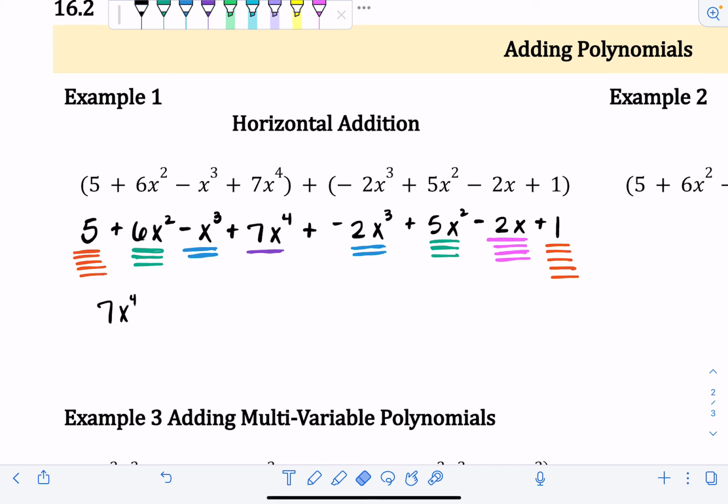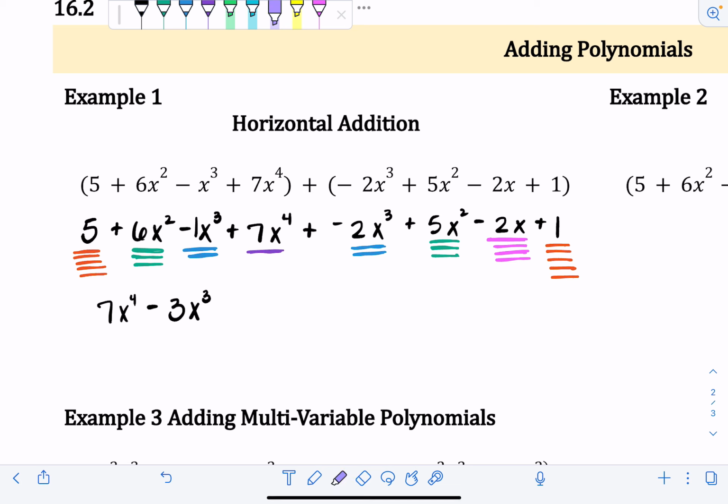And then next would be the negative x to the third power and the negative 2x to the third power. When you combine like terms, you add the coefficients, the number in front, and the exponents and variables stay the same. So we would combine negative 1 and negative 2. Negative 1 and negative 2 together is negative 3. And then the x to the third power stays the same.